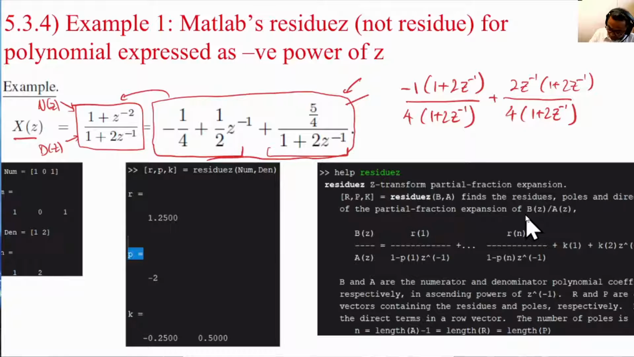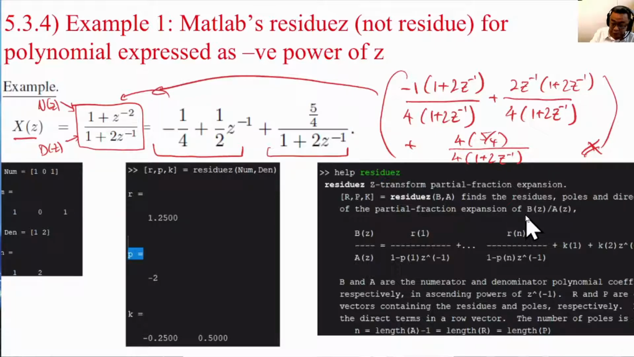And for the last expression, you want to also have a common denominator. So it is 4 times 5 over 4, and the bottom is 4 times 1 plus 2z to the minus 1. Now if you work this out and simplify, you will get this expression over here on the left. Now how to go from here to this expression is simply by long division. You can try it out by yourself.